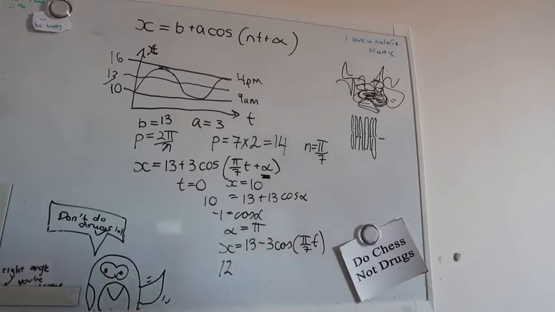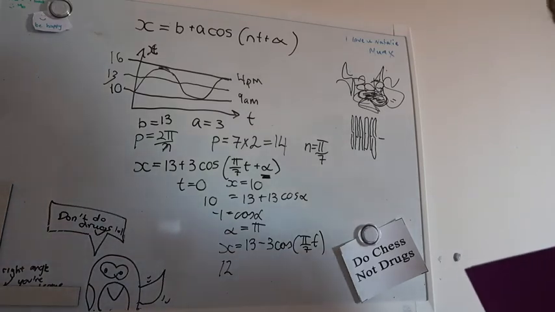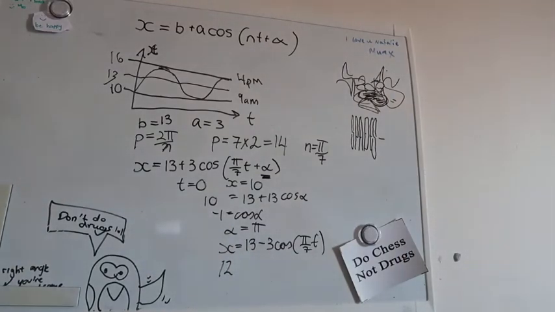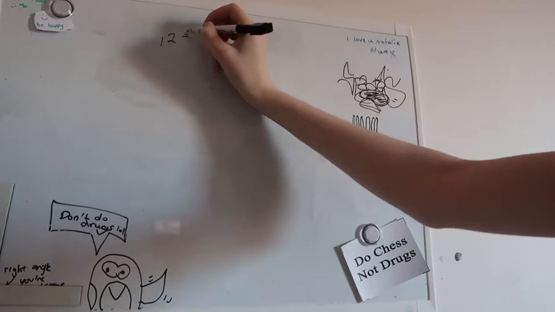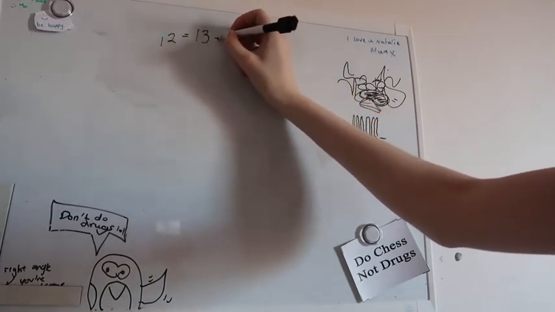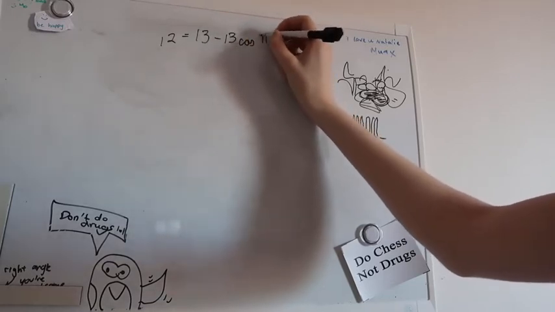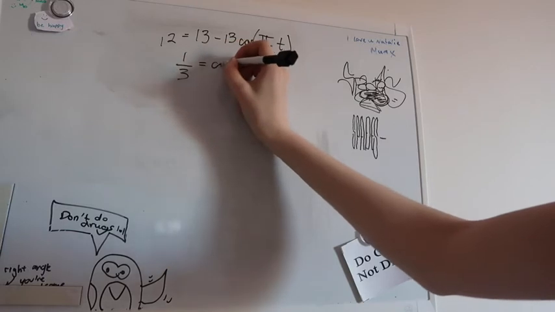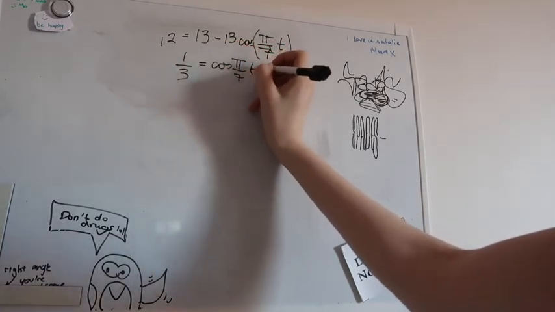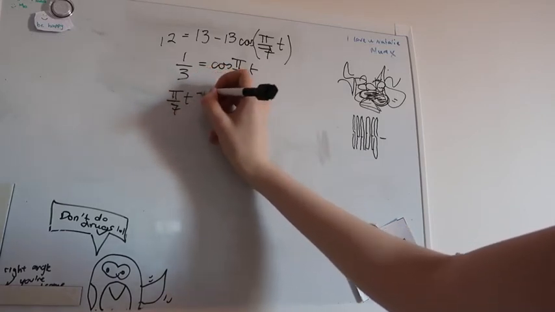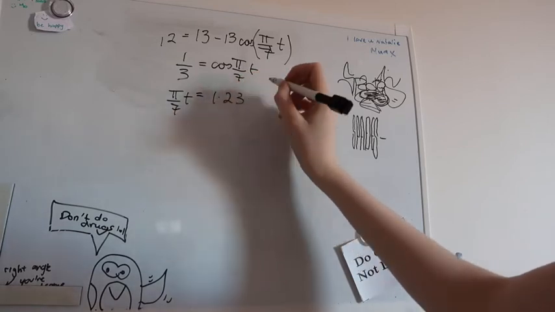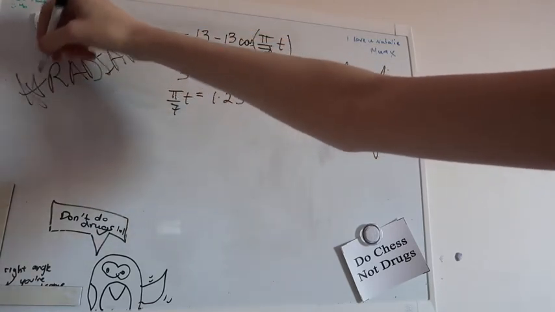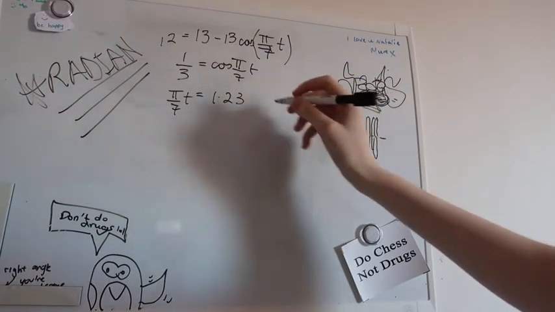The question says the ship needs 12 meters of water, which means when x equals 12. So I'll just wipe this quickly. Okay, so 12 equals 13 minus 3 cos pi on 7 t. I'm sorry about these interesting noises, I guess we're all a bit stressed. So I'm simply solving it now. Make sure you're in radian mode. For every tide question, radian mode.